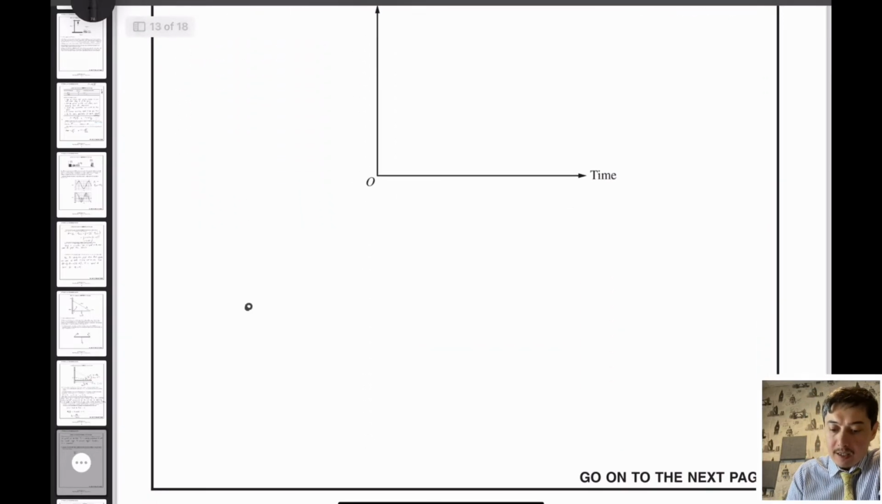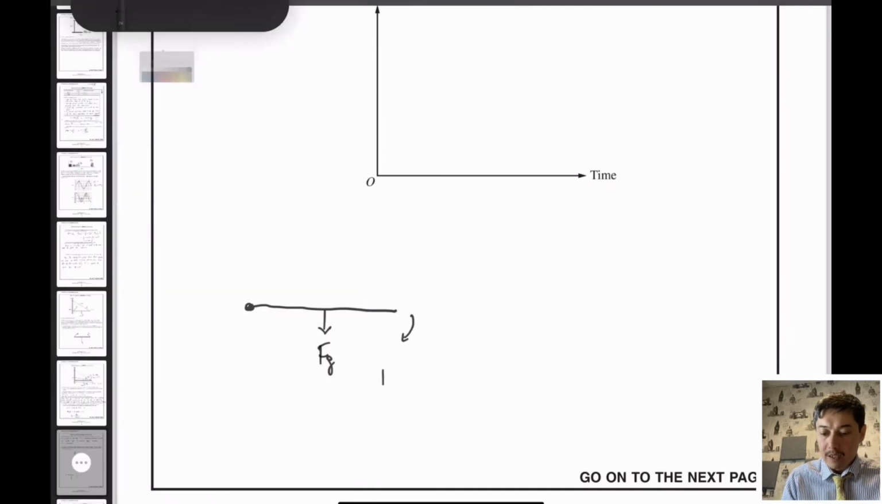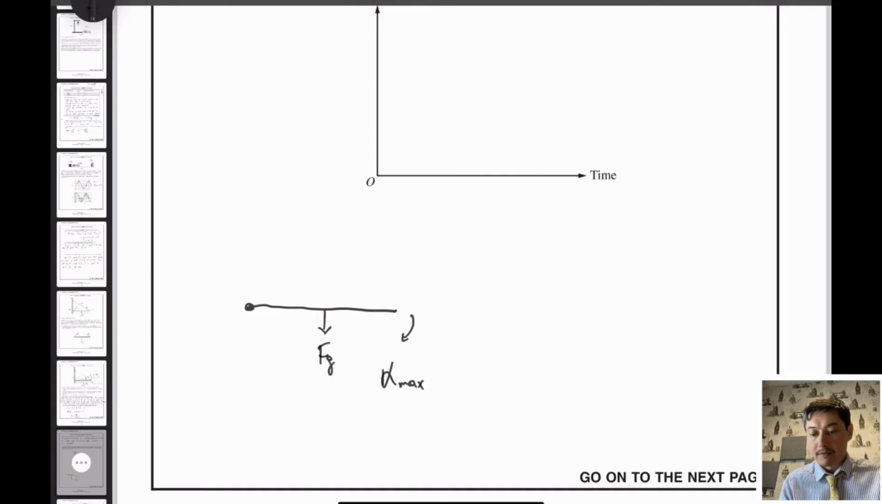So, at the beginning, we have this situation. We have got gravitational force. Now, tension is gone. What is going to happen? There is only one torque. Clockwise, it is going to rotate. And we have got maximum angular acceleration because we have got maximum torque at the beginning.